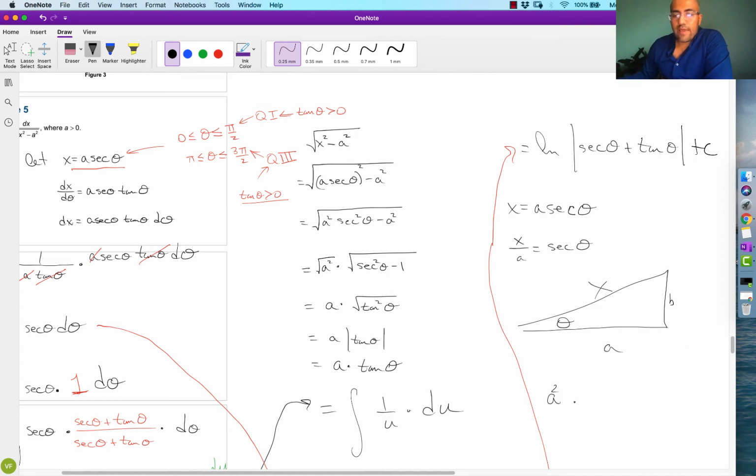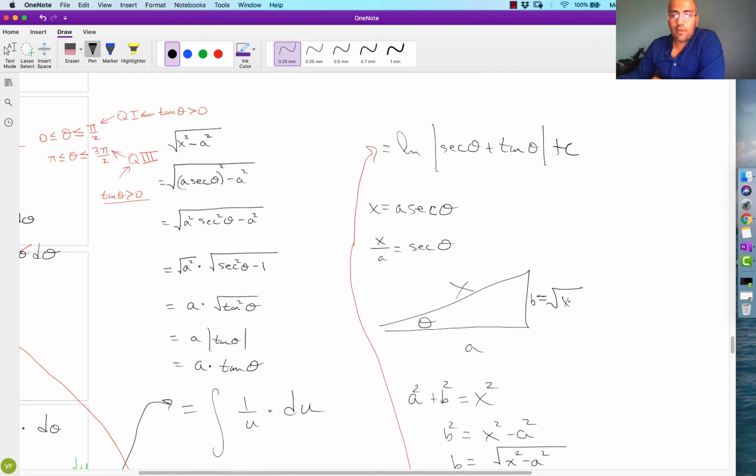And if we use the fact that a squared plus b squared equals x squared, we get that b squared is equal to x squared minus a squared, or that b is equal to the square root of x squared minus a squared. That's exactly what this is going to be. The square root of x squared minus a squared. Okay, so now we have everything we need to restate this in terms of x.